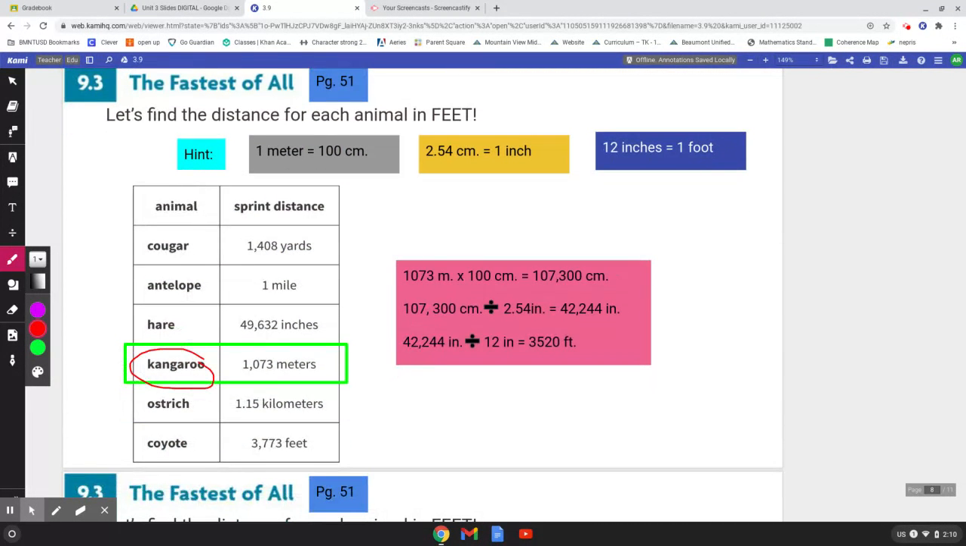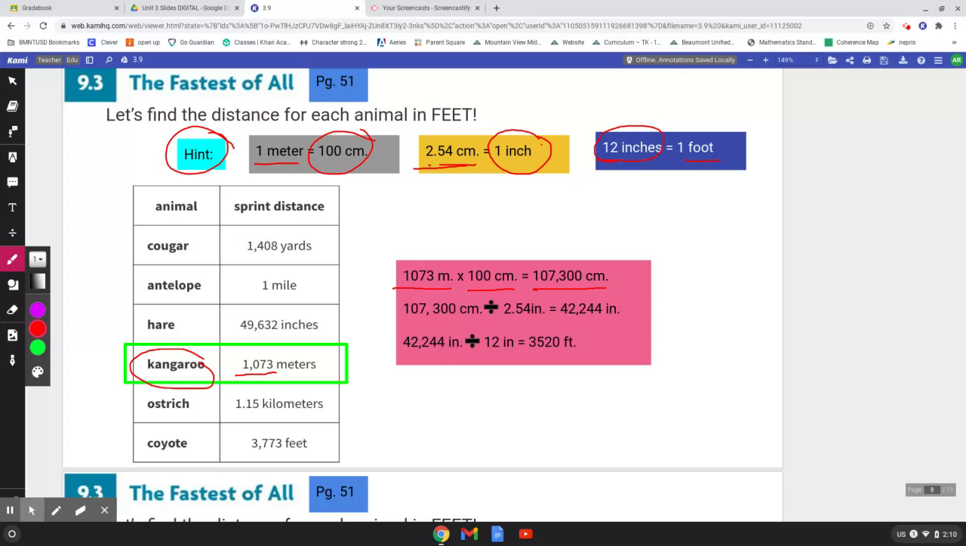Now the kangaroo and the ostrich are harder. There are multiple steps. So basically you're going from meters to feet, and that takes quite a bit. Okay, so your hint for you is 1 meter is 100 centimeters. Well, 2.54 centimeters make 1 inch. And then as you know, 12 inches make a foot. So here's how it will go. We'll take the 1073 meters and we're going to multiply it by that 100 centimeters. And I get 107,300 centimeters.